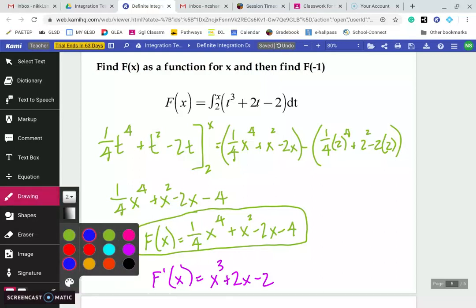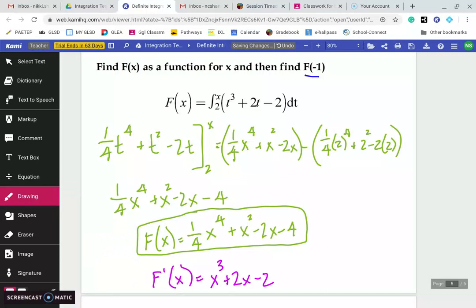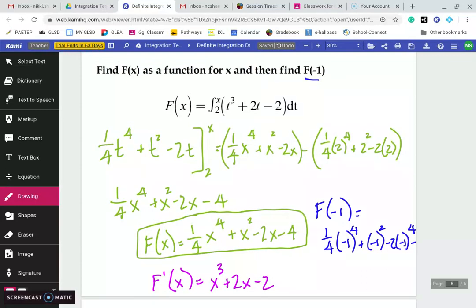And now this last little part, they did ask me to find capital F of -1. So capital F of -1 just means I'll plug in -1 to all these places. So -1 to the 4th plus -1 squared minus 2, minus 4. Oh, I'm running out of room. Okay, so this is going to be 1/4 plus 1 plus 2 minus 4. And that's going to give me -3/4. Okay, so if they're not asking for capital F prime, you can't use the second fundamental theorem of calculus. It's only when they're asking for capital F prime.